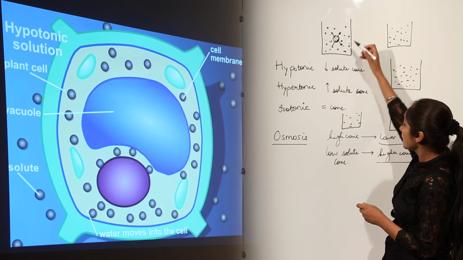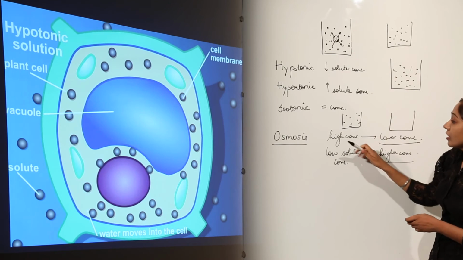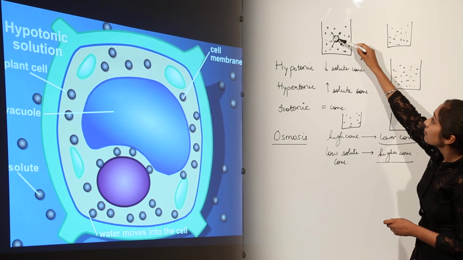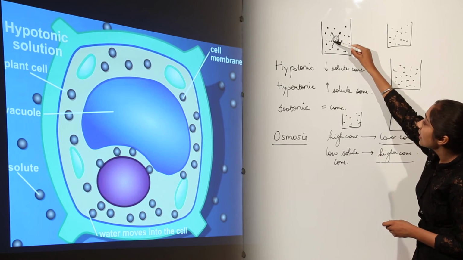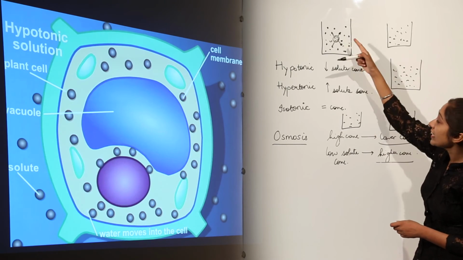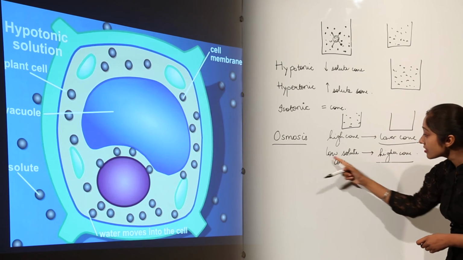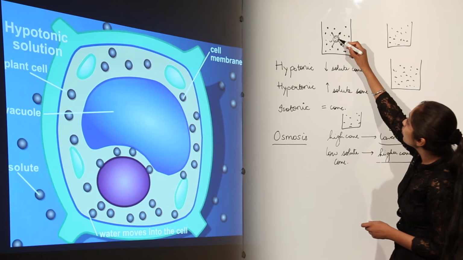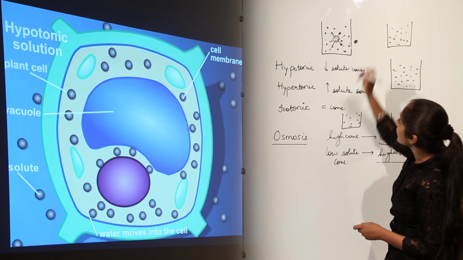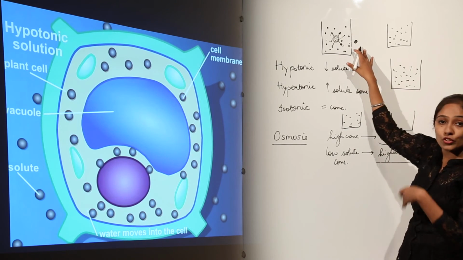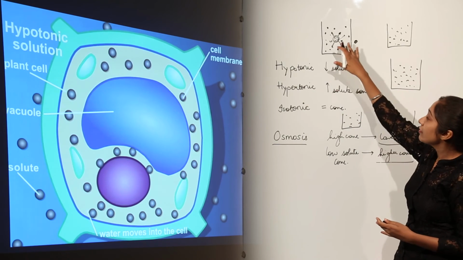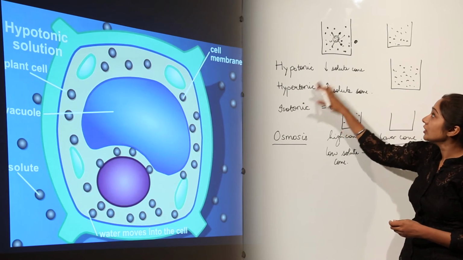This is also going to lead to the movement of water, because the concentration of water is more inside the cell, since the solute concentration is low. So water will move out, and the cell is going to shrink. It is going to shrivel up. This is what happens when we place red blood cells in a hypertonic solution.